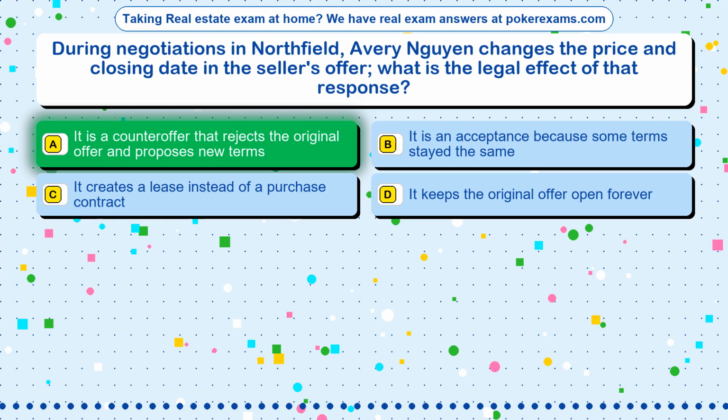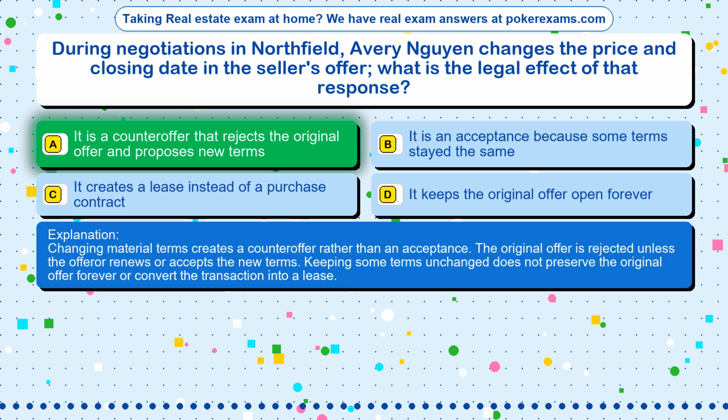The correct answer is option A. It is a counteroffer that rejects the original offer and proposes new terms. Changing material terms creates a counteroffer rather than an acceptance. The original offer is rejected unless the offeror renews or accepts the new terms. Keeping some terms unchanged does not preserve the original offer forever or convert the transaction into a lease.